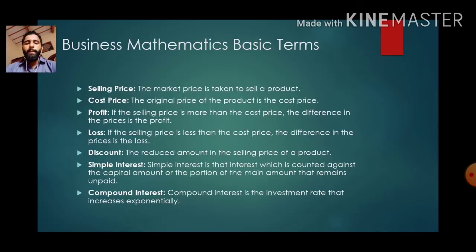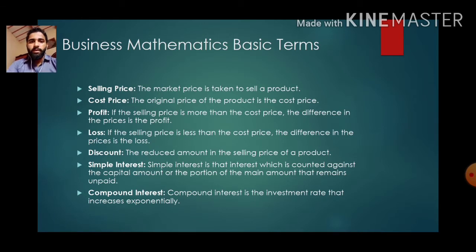Here are the basic mathematics terms. First one is selling price. The market price is taken to see all product cost price. The original price of the product is the cost price. Profit: if the selling price is more than the cost price, the difference in the price is the profit. Loss: if the selling price is less than the cost price, the difference in the price is the loss.